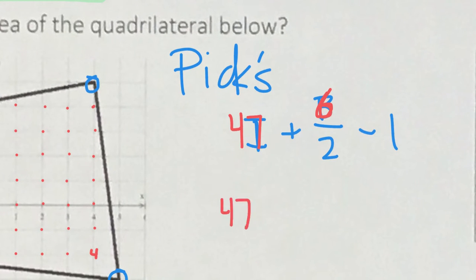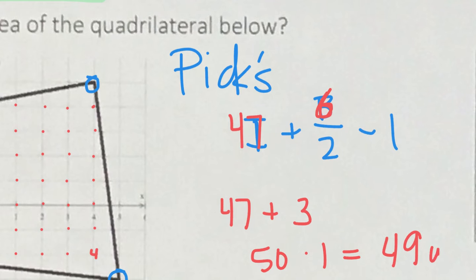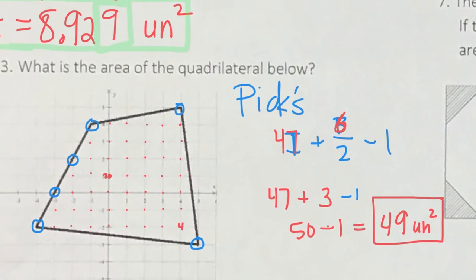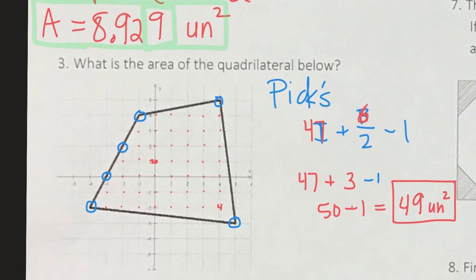So 47 plus half of 6, which is 3, that's 50. 50 minus 1 is 49 literal square units. Every one of these is 49 squares. Anytime we have a shape on a grid, you can employ Pick's formula in order to find out the area.